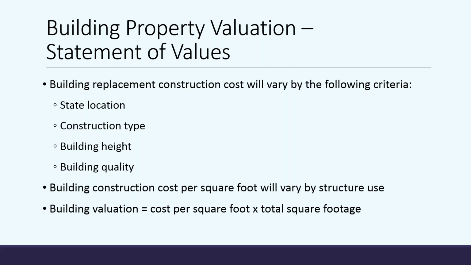Okay, so determining the property limit, where do you start? Obviously, you need to know the location where the risk is. The construction type plays into that. Is it frame? Is it masonry non-combustible, etc.? The building height will be a factor as well. Is it 1-story, 2-story, or is it a high-rise? And then the quality of the building. These are just things to consider when you're determining your cost per square footage.